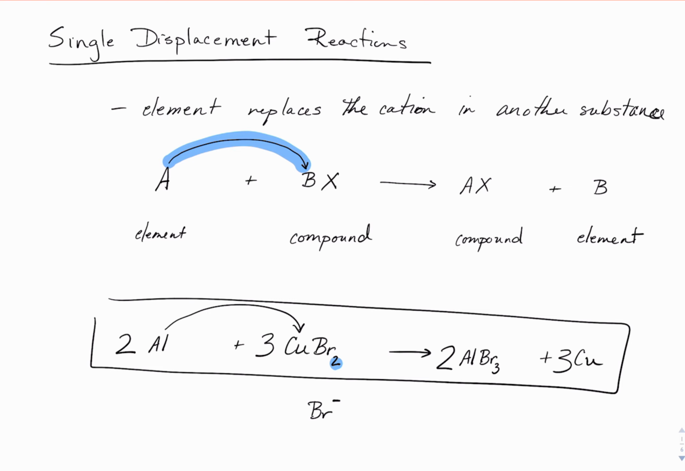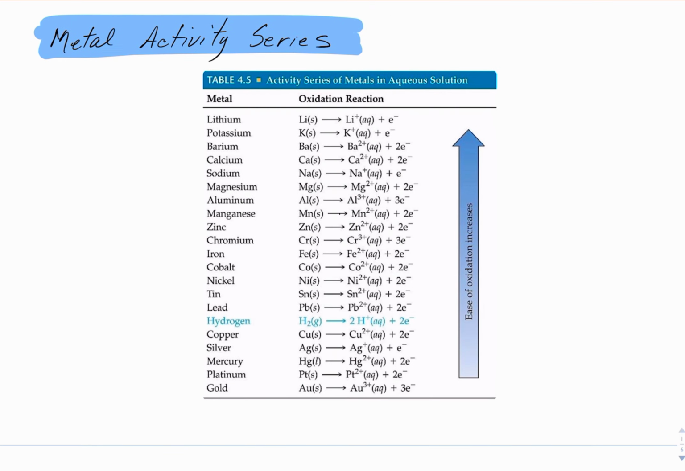It can only do so if the element wants the anion more than the already placed cation. And there's only really one way for you to be able to do this. To determine if this will actually happen, you must use this thing called an activity series.